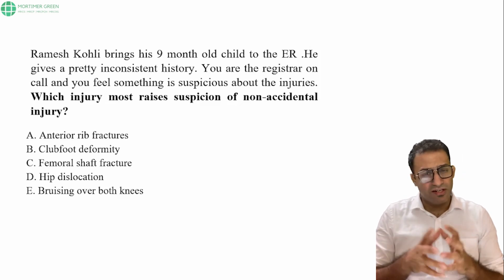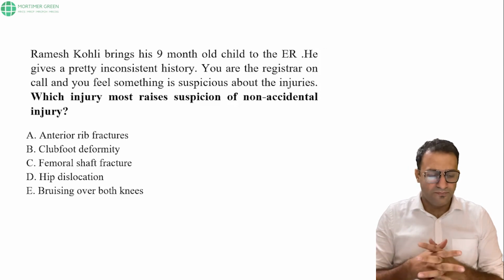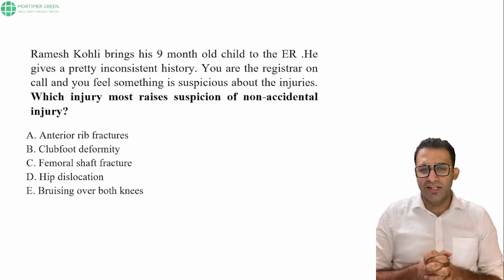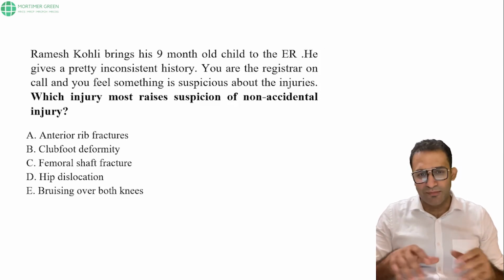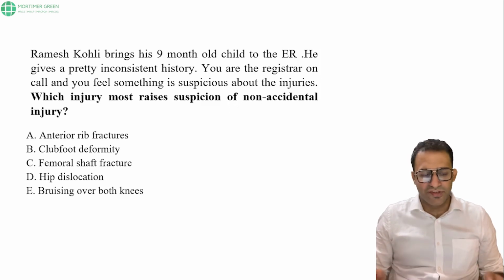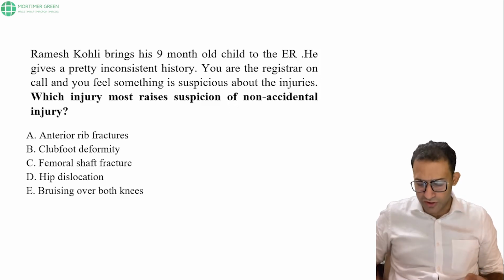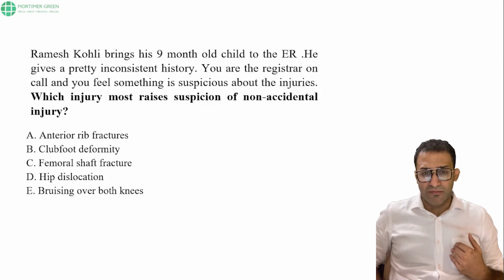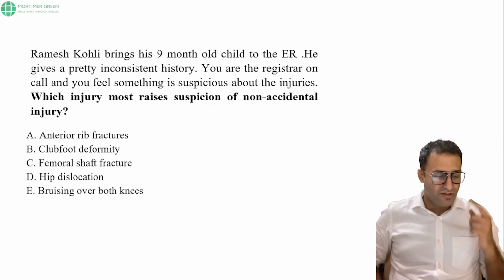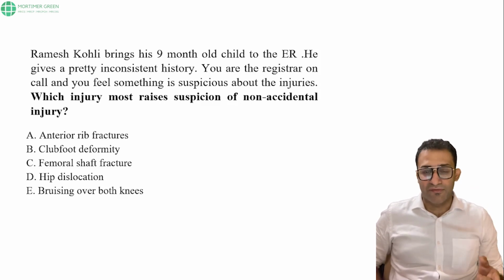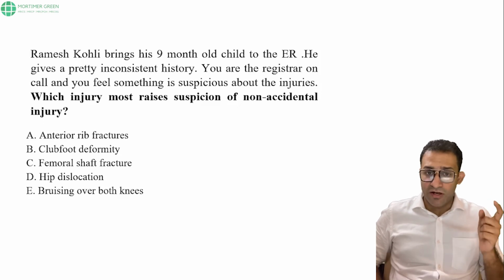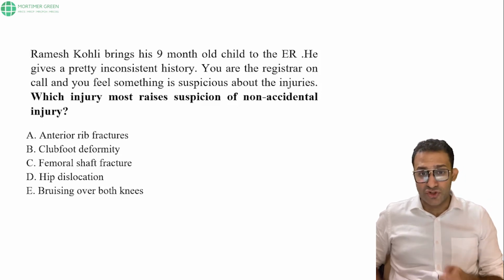Hip dislocation. Congenital dislocation of the hip is very common. Bruising over both knees. The child crawls. It's 9-month-old. Would have crawled on a rough surface. Bruising is very common in children. In fact, when we were children, both my brother and I, our father would tell us that if you guys don't have both your knees bruised, that means you guys are not playing enough. So the answer here is femoral shaft fracture. That is a long bone fracture in a child who is not walking.